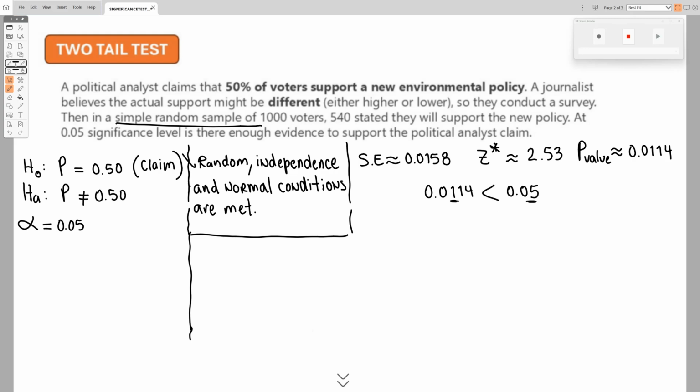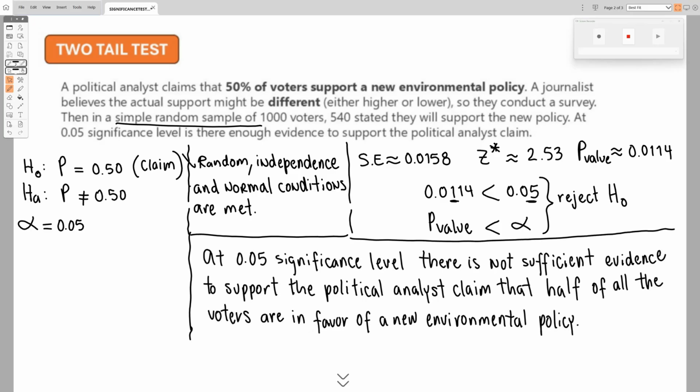0.0114 is less than 0.05. Since the p-value is less than the significance level, reject the null hypothesis. Do not forget that in this problem, the null hypothesis is the claim. At 5% significance level, there is not sufficient evidence to support the political analyst's claim that half of all the voters are in favor of a new environmental policy.